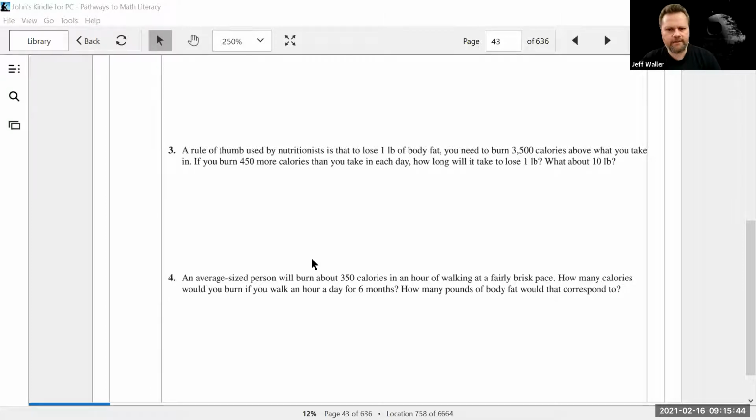And number 3 is a perfect example where estimation would be fine because there's no way in hell you could burn exactly 450 calories more every day. I don't care how precise. Oh, I can't move anymore today. I've already burned 4. I can't breathe.